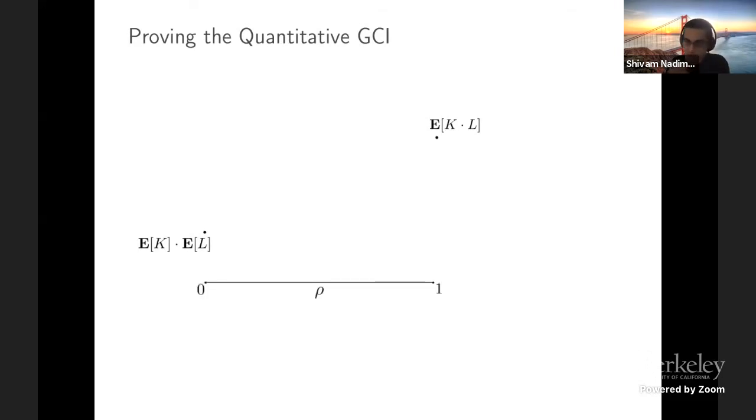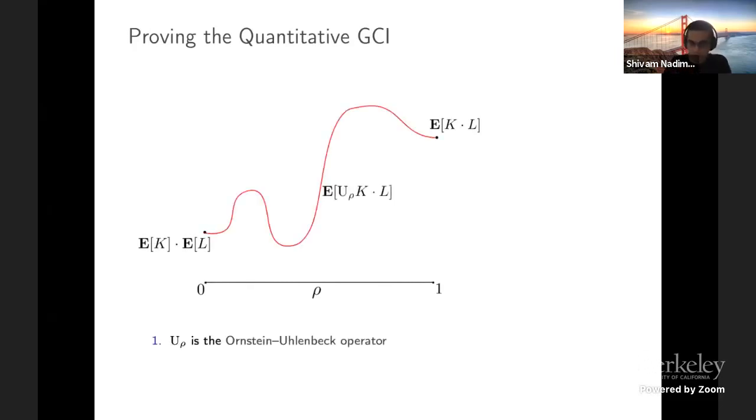So let's introduce this noise parameter rho. When rho is small, you should think of the noise rate being very high. And when rho is large, close to 1, we're adding very little noise. Suppose we interpolate using this noisy process that I described. More formally, it's given by the Ornstein-Uhlenbeck noise operator. And we get this curve that looks like this. Now, the Hermite basis lets us write this curve as a power series in rho.